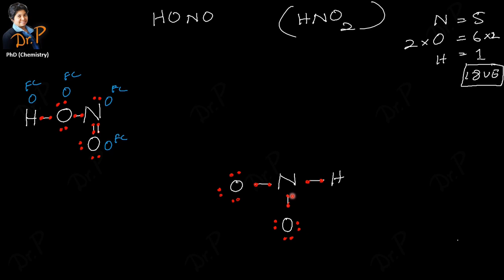So we will have to do a small rearrangement. Let's just move this pair of electrons over here and create a double bond. Now it feels like everyone's happy because oxygen has its 8 electrons, nitrogen has its 8, and hydrogen has its 2. But let's see if this is going to be happy as a molecule.